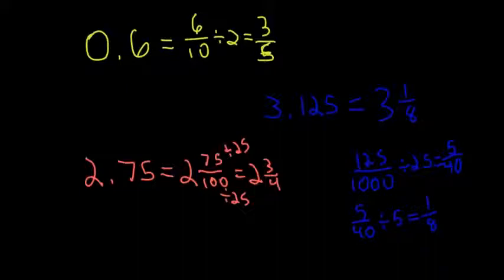It just took me longer to get there. But by knowing my benchmark fractions, I got there much faster, knowing that 125 thousandths is 1/8. So my answer there is 3 and 1/8.